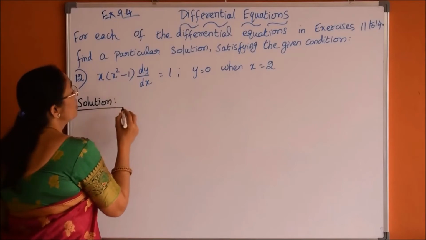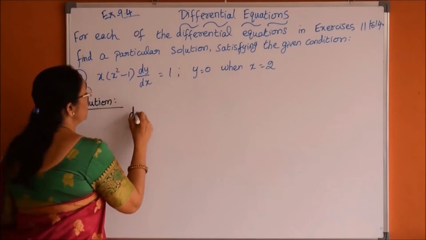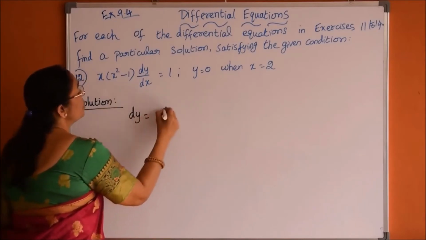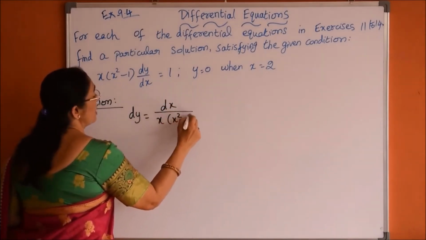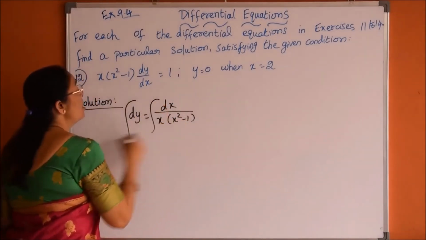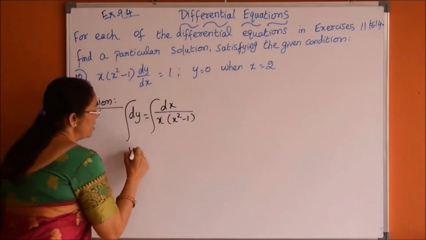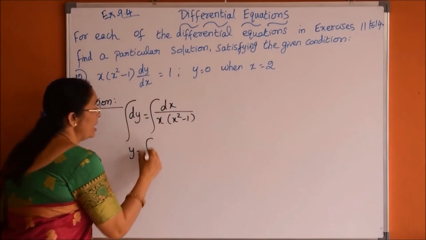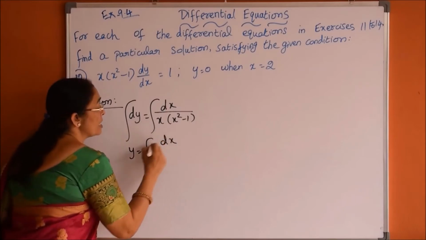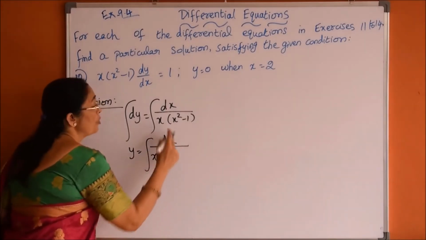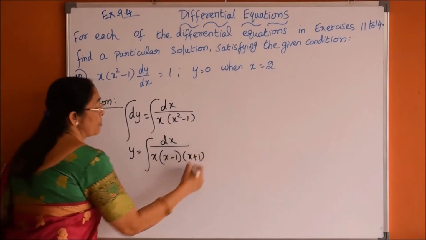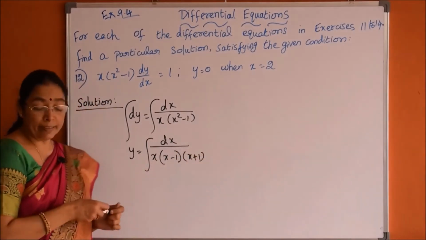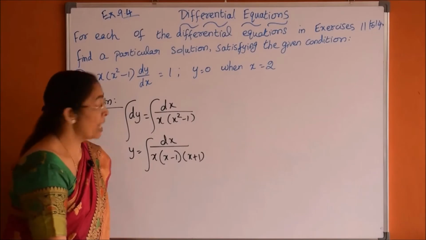So now, separating the variables, we can write this as dy = dx / (x(x² − 1)). Integrating on both sides, the left-hand side is y, and on the right-hand side it is the integration of dx / (x(x² − 1)). x² − 1 can be factorized as (x − 1)(x + 1). So we should integrate this by the method of partial fractions.